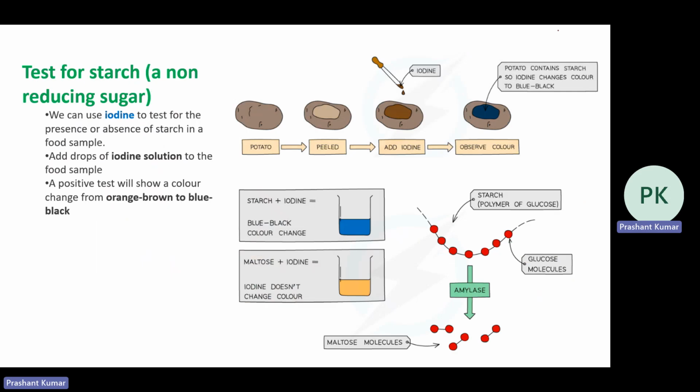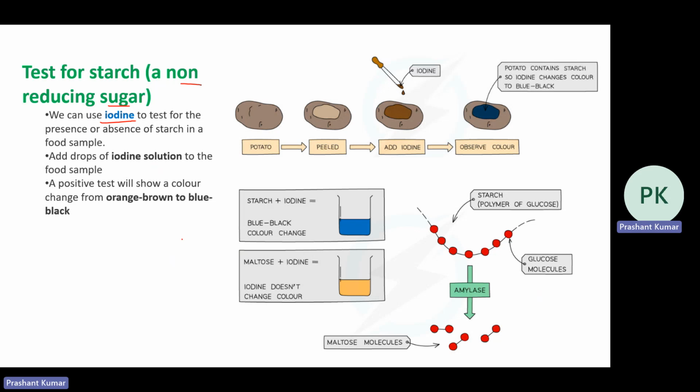Okay, we'll go to the next test, the starch test, which is for a non-reducing sugar. This test is done with iodine solution. We take the food sample, mix it with the iodine solution, and then wait for a positive test. The result is positive when we get a blue-black appearance. Suppose the earlier color was orange, then it becomes slightly brownish and then slowly becomes blue-black. That means it is a positive test.